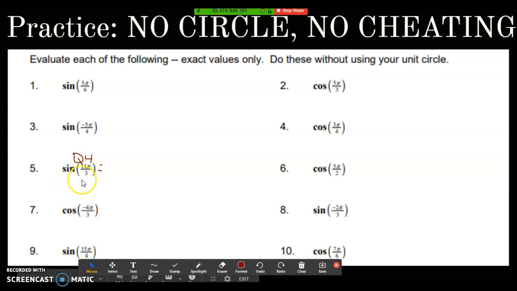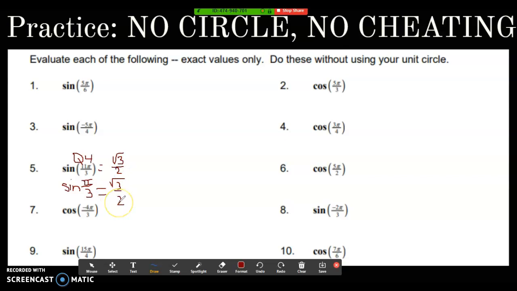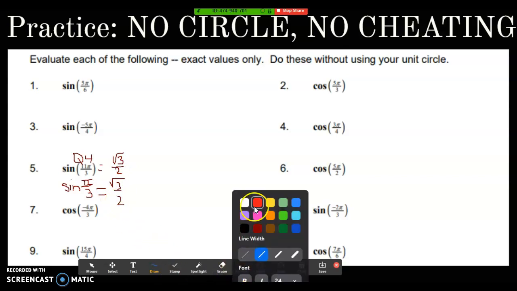Our reference angle for 11 pi over 3 is pi over 3, right? So I am just going to think about what the sine of pi over 3 is. And I know that the sine of pi over 3 is radical 3 over 2. So I know that the sine of 11 pi over 3 is going to be exactly the same. It's going to be radical 3 over 2.